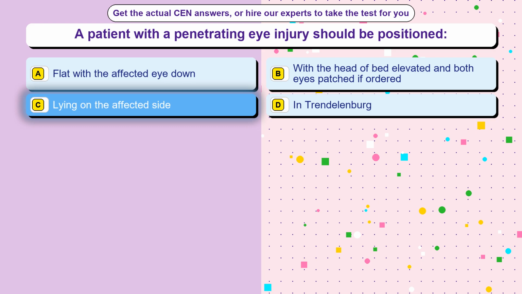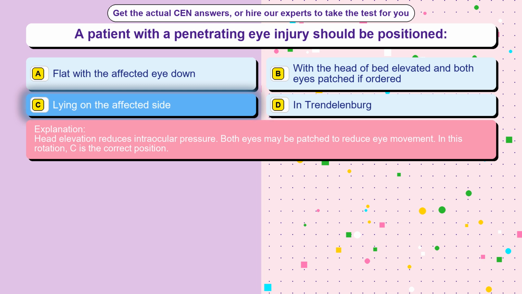The correct answer is option C. Lying on the affected side. Head elevation reduces intraocular pressure. Both eyes may be patched to reduce eye movement. In this rotation, C is the correct position.